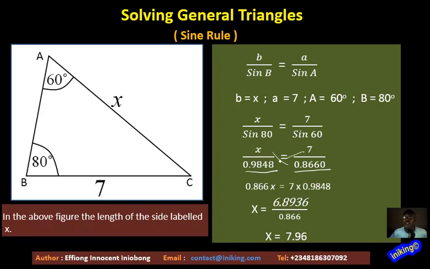Cross multiplying there, we have 0.866 times x equal to 7 times that. And then playing around here, we have x as 7.96. You can see how beautiful the sine rule has saved us, where Pythagoras theorem and the SOHCAHTOA phenomenon that we've been using failed us. Let's advance and look at another example.